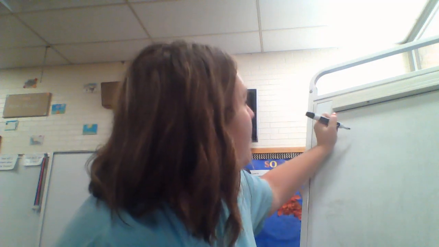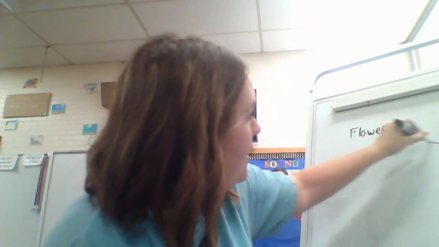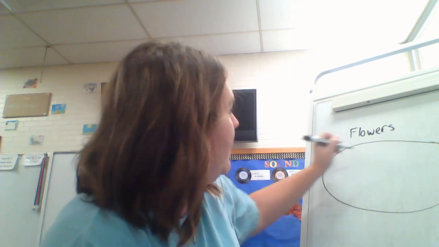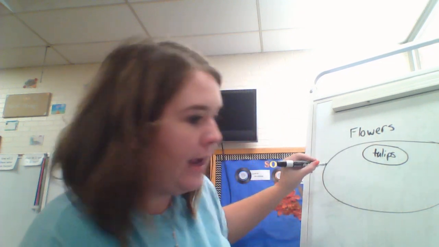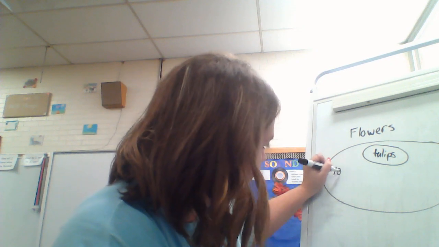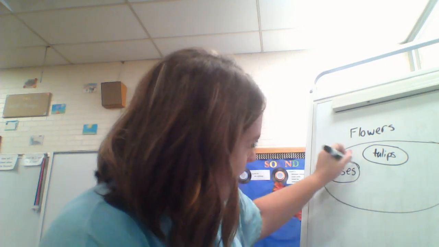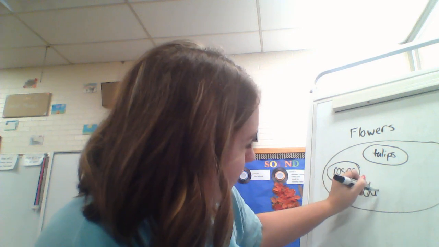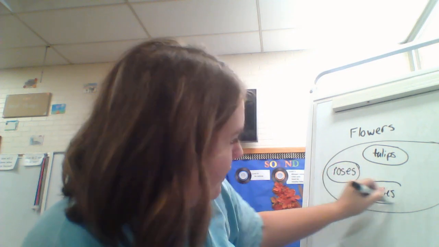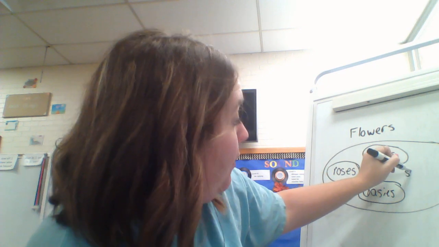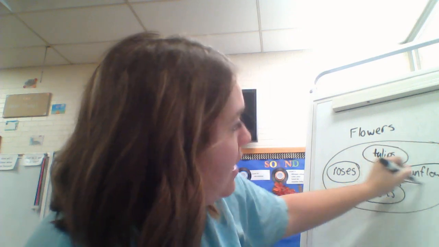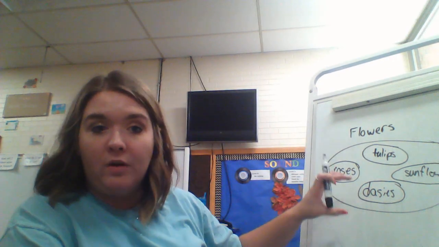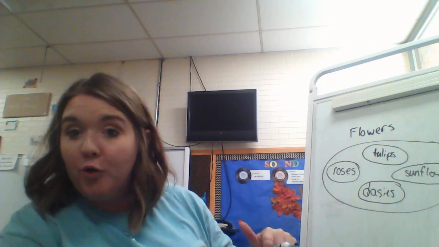Now, if I were to make a circle like this of different kinds of flowers, some things that I could put in there would be tulips. Tulips are flowers. Inside that group, I could also put roses. Roses are flowers. I could put daisies. They are flowers. I could put sunflowers. Those are flowers. Okay? All of these flowers are their own kind of flower, but they all belong to the big group of flowers.